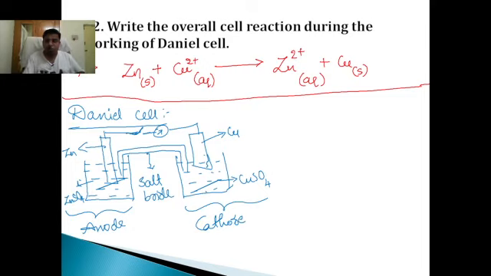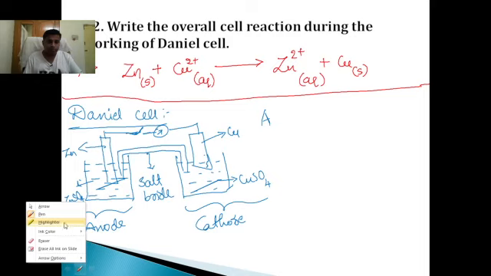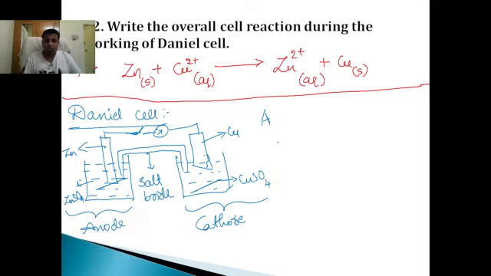Oxidation. What happens at cathode? Reduction. So what is the reaction that takes place at anode, by the way? Can you just think of? We know at anode zinc is oxidized to Zn2+ by liberating 2 electrons. Am I correct? And what happens at cathode? At cathode, Cu2+ takes 2 electrons and gets reduced to metallic copper.